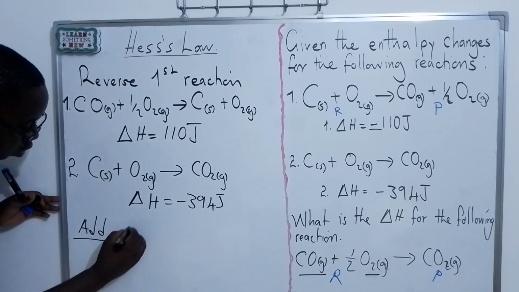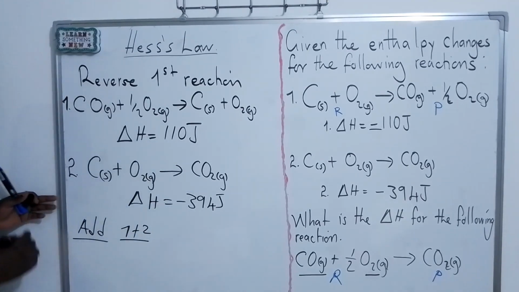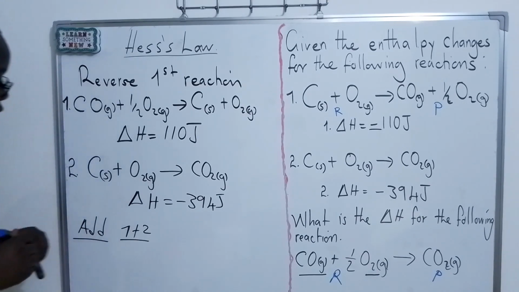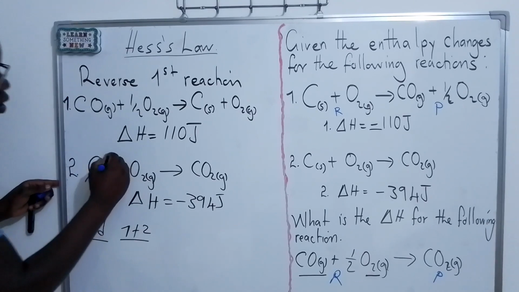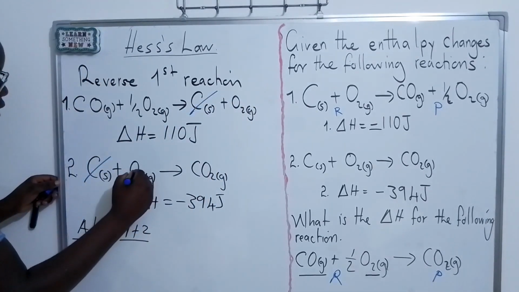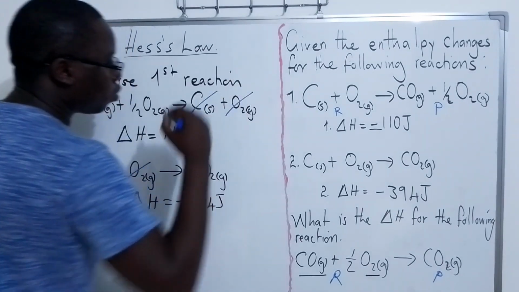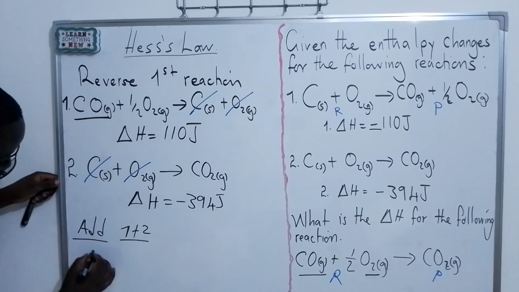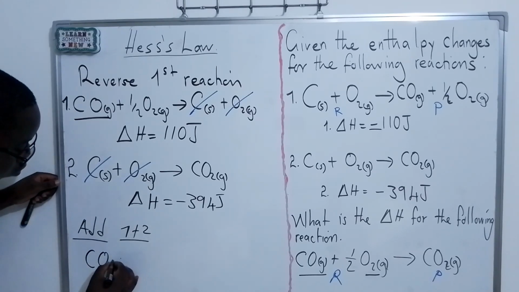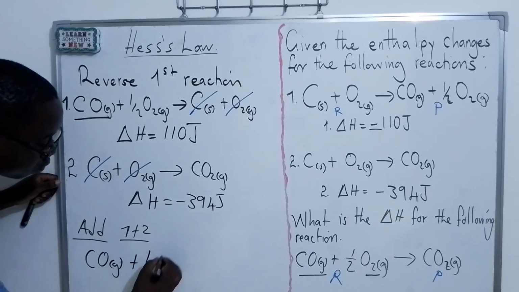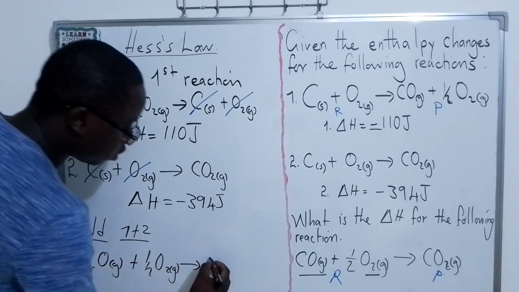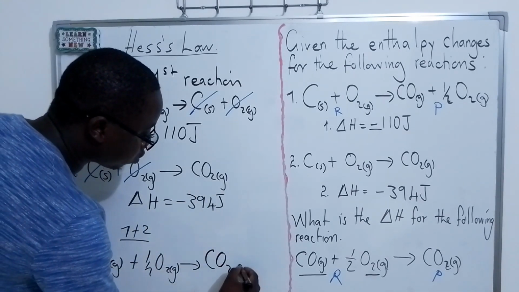After you reach this point, you'll notice that when you want to add equations 1 and 2, some of the reactants and products can simplify. This solid carbon can cancel with this solid carbon. This oxygen can cancel with this oxygen. Now, if they cancel, what are we remaining with? We'll remain with carbon monoxide, which is a gas, plus half oxygen, which is a gas, giving us carbon dioxide, which is a gas.